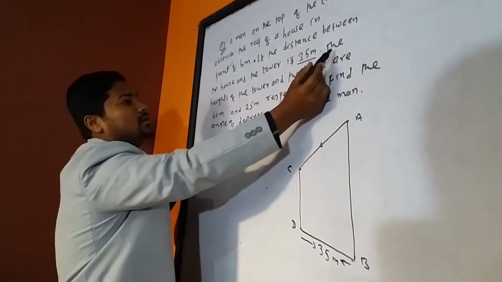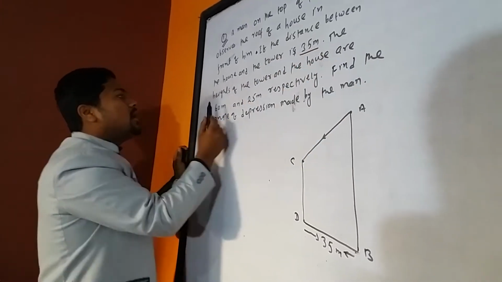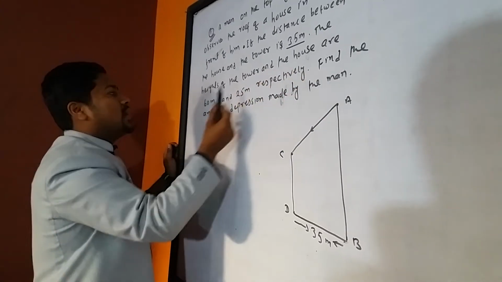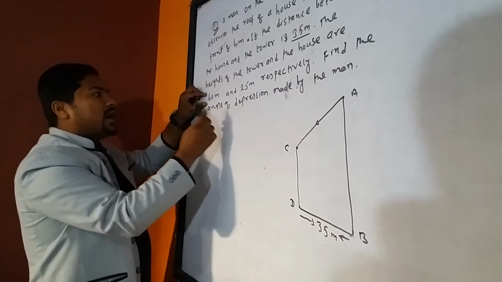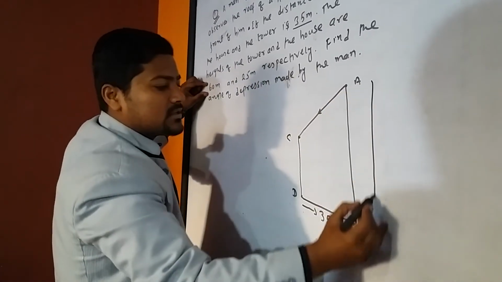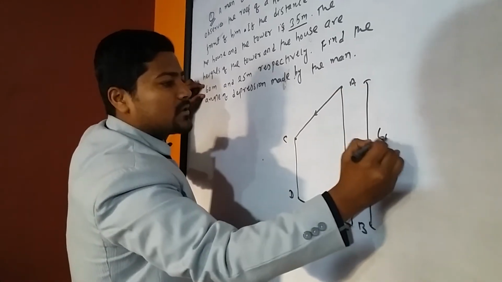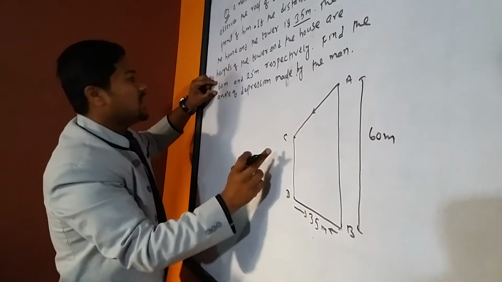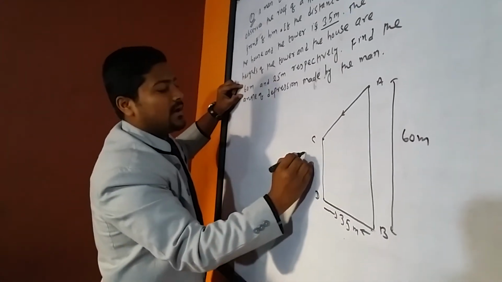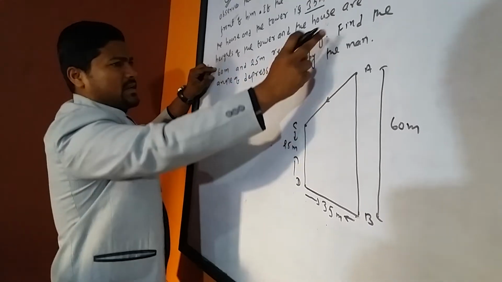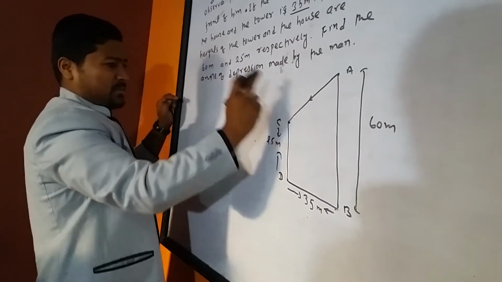And the next sentence is the heights of the tower and the house. AB is the tower whose height is 60 meters, and CD is the house of height 25 meters, respectively. Find the angle of depression.